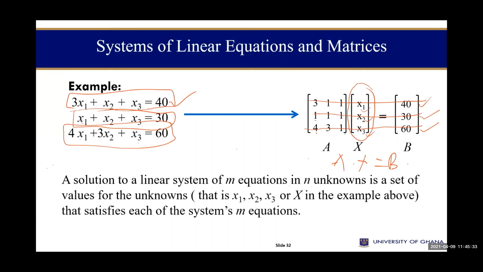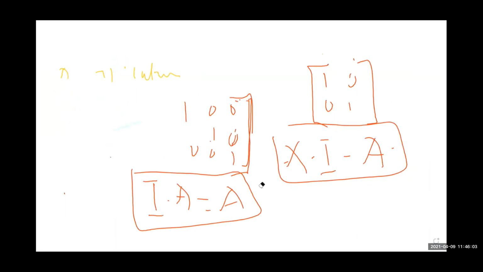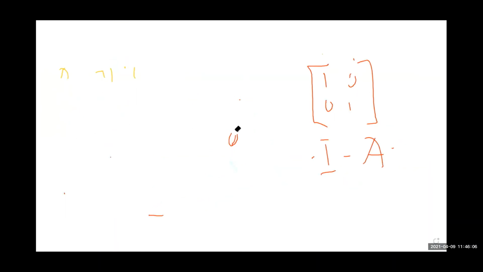So a solution to a linear system of n equations in n unknowns is a set of values for all the unknowns. That is x1, x2, x3, or we say they are just X, in the example above, that satisfy each of the equations in the system. So let me pick one example, write it here quickly. I expect you to understand what we've discussed immediately.